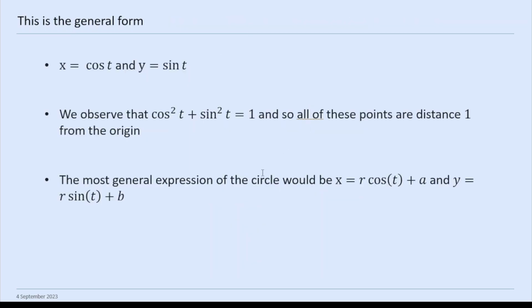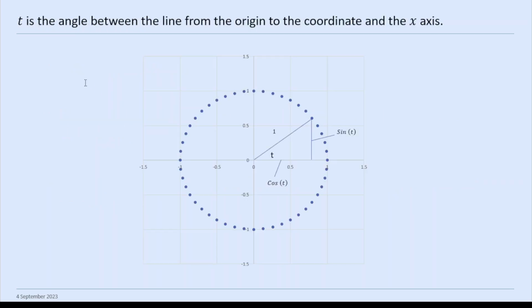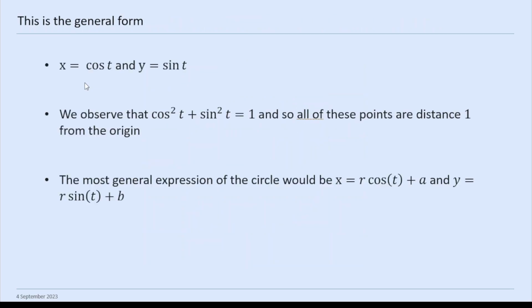And there is a more general form, so that's a circle with radius 1, centre at the origin. But if we want to move it around, we can say x equals r cos t plus a, y equals r sine t plus b. So the plus a will move the centre to the right by a units, and then the plus b will move the centre up by b units, and then r will just make the circle bigger.